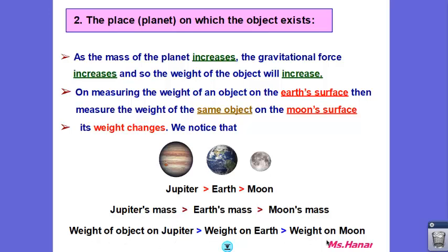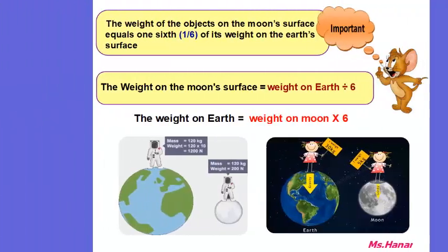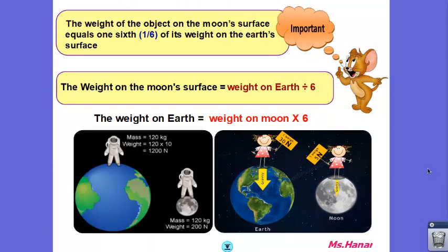We also found that the weight of the object on the Moon's surface equals 1/6 of its weight on the Earth's surface. So we can calculate the weight of an object on the Moon by this relation. The weight on the Moon's surface equals weight on Earth's surface divided by 6. It is a very important relation, and we solve many problems by this law.